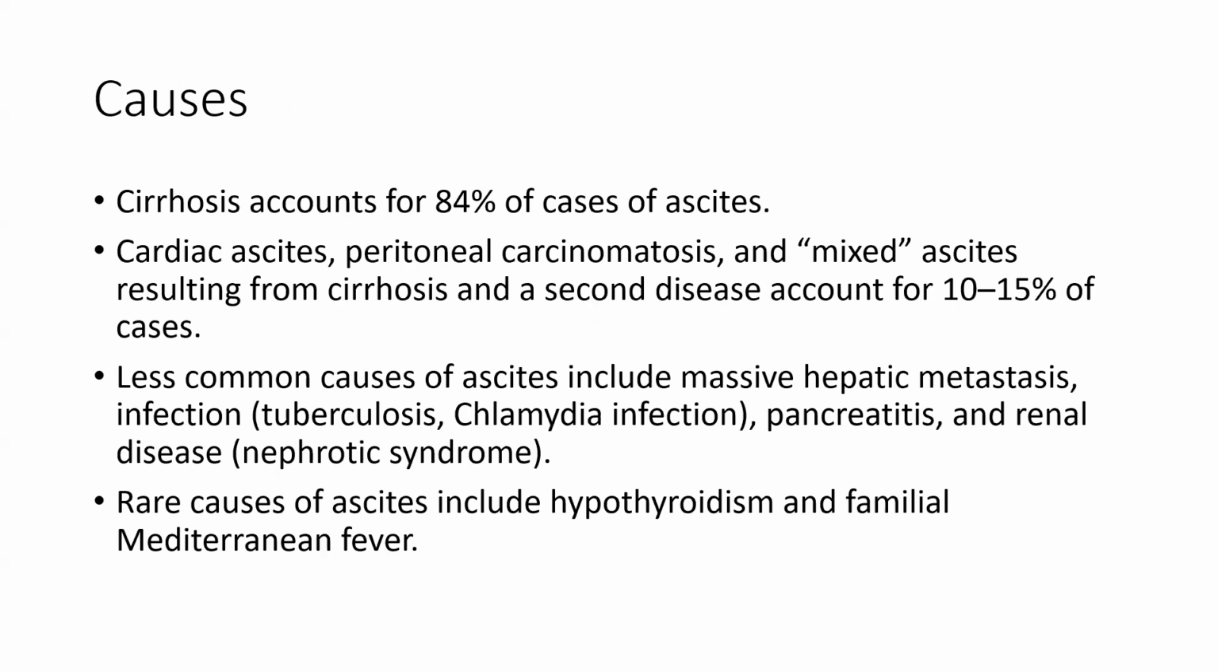Now we'll see what the causes of ascites are. Around 84% of the cases of ascites are because of cirrhosis. The remaining 10 to 15% are because of cardiac ascites, peritoneal carcinomatosis, and mixed ascites, which result from cirrhosis and a secondary disease. Then there are some less common causes of ascites, which include massive hepatic metastasis, infections like tuberculosis, chlamydia, pancreatitis, renal disease like nephrotic syndrome, and rare causes include hypothyroidism and familial Mediterranean fever.